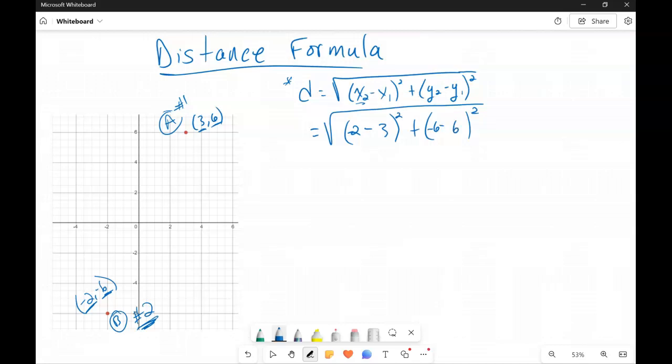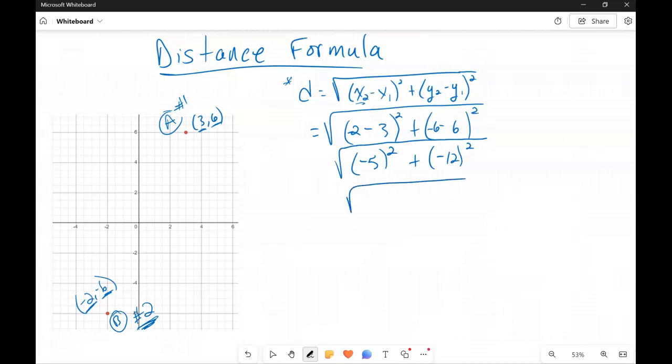So we have our values in, and at this point it's just a matter of combining numbers and simplifying. So -2 minus 3 would be -5. And if we square that, and then -6 minus 6 will be -12, and again we will square that, and let's not forget about our square root. Then after that I will again simplify. -5 squared is 25, plus -12 squared is +144. Then if we combine these together, we should see that it combines to 169. Now fortunately 169 has a good square root.